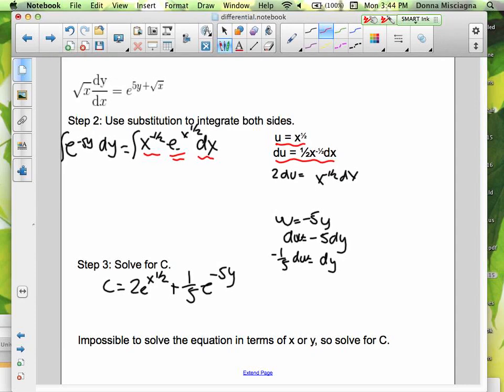So e to the 5y plus square root of x is the same as e to the 5y times e to the square root of x. Oh, okay. I see. Right, so now we'll just integrate, we'll rewrite this side and then we'll talk about the e's.